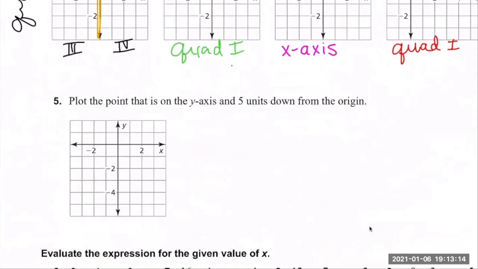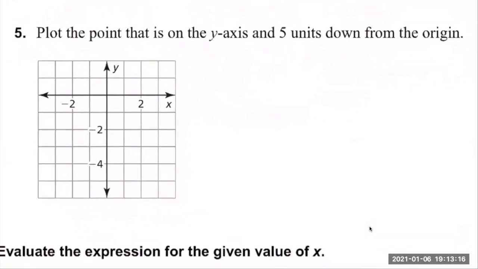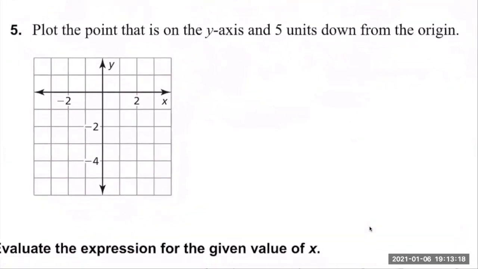So we're going to go ahead and move on to number 5. It says plot the point that is on the y-axis and 5 units down from the origin. So the origin, in case you forgot what that is, the point 0, 0. So this is home base. It's where you're originating from no matter what you're doing. So that is 0, 0. Then it says our point is going to be on our y-axis.